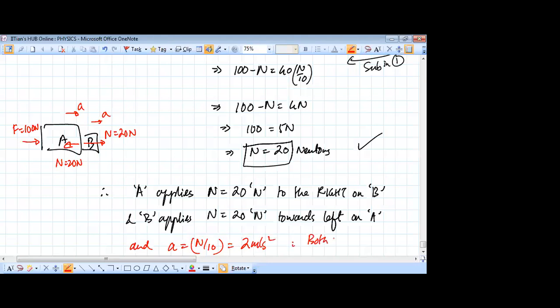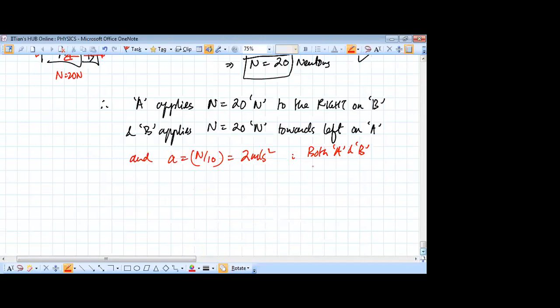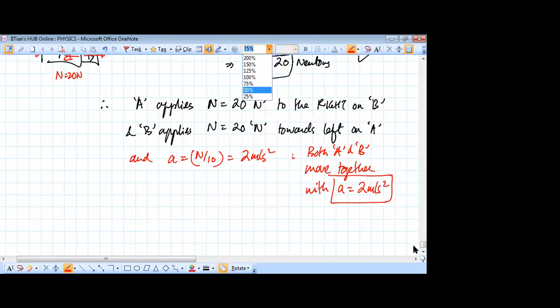Both A and B move together with a common acceleration of 2 meters per second square. So that becomes the proper answer or the complete solution of this.